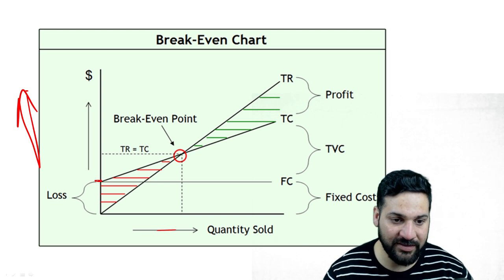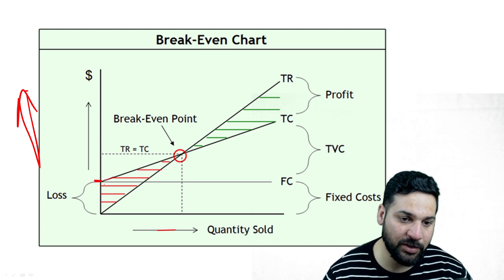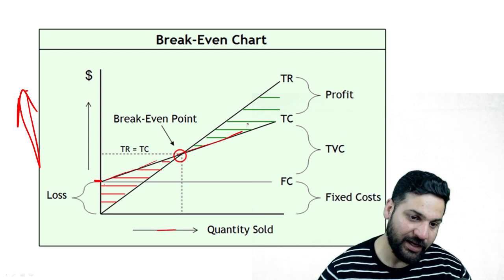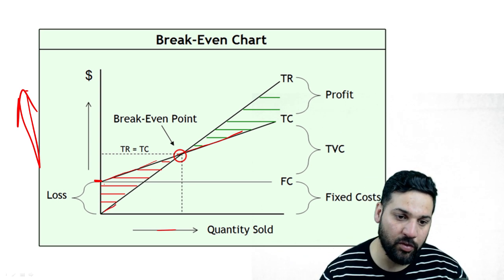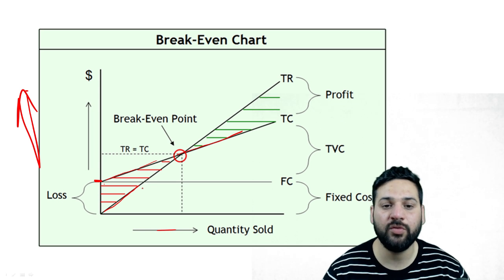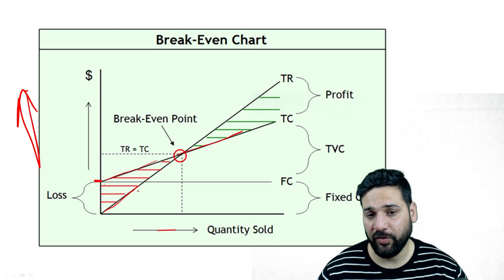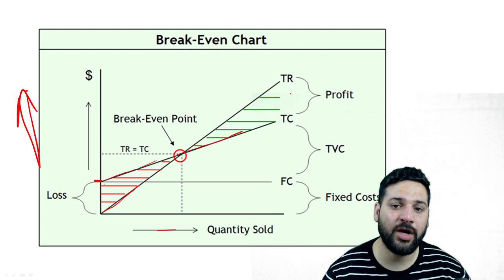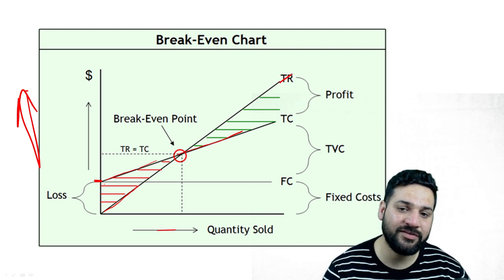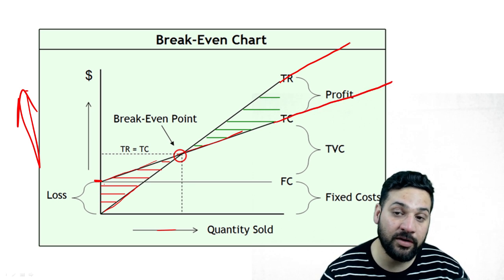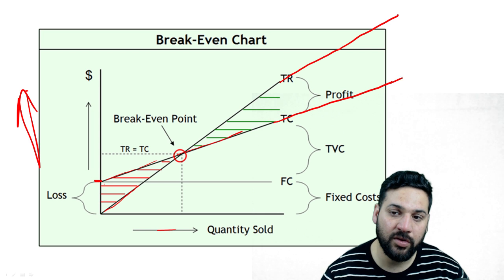So fixed cost starts here, and that's how the variable cost goes. I already gave you the example. And that's how the total revenue goes. Obviously the total revenue is going to be way more than the variable cost. As you are selling more units and producing more units, your net profit is going to grow.